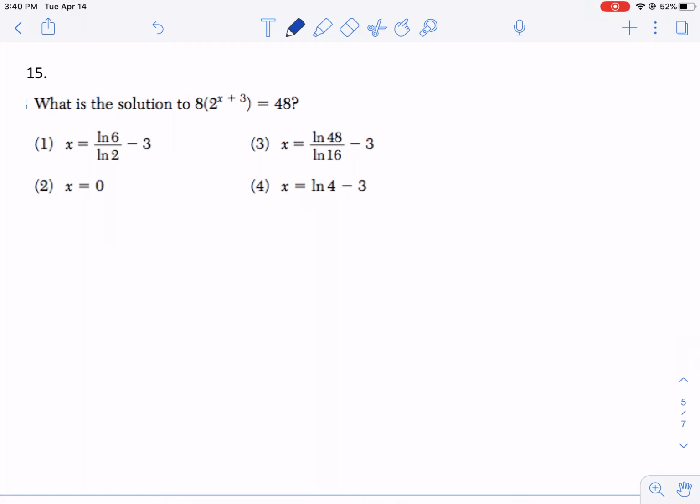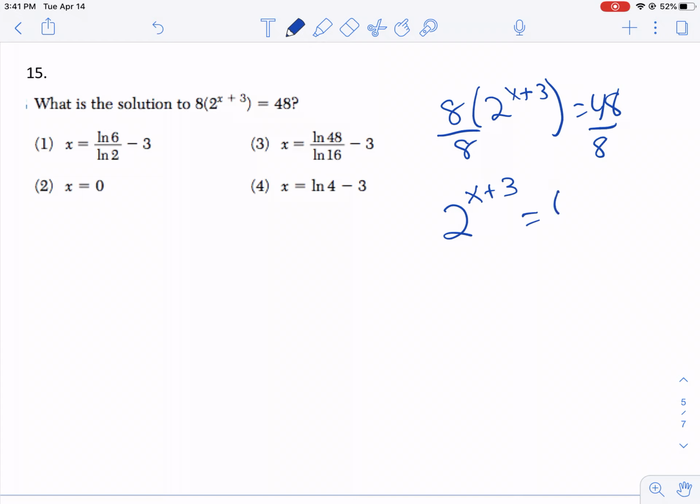15. What is the solution to that? And they have not actually found the numbers. They gave us some expressions. So let's go find what the answer is first. 8 times 2 to the x plus 3 is equal to 48. In order to get our variable out of there, we're going to have to use logs, but we have to isolate the term with that first. So I'm going to divide both sides by 8. That gives me 2 to the x plus 3 is equal to 6.